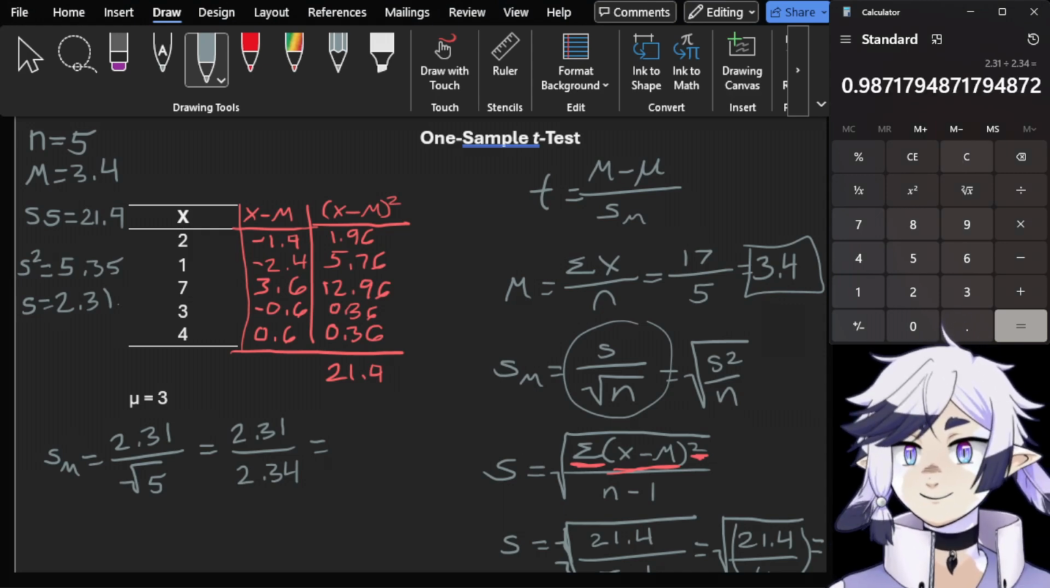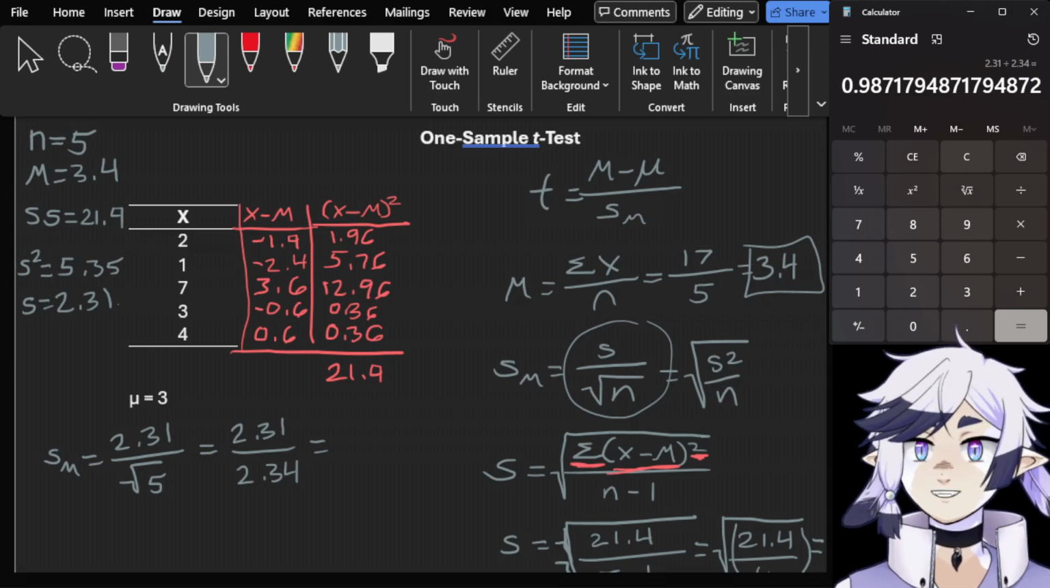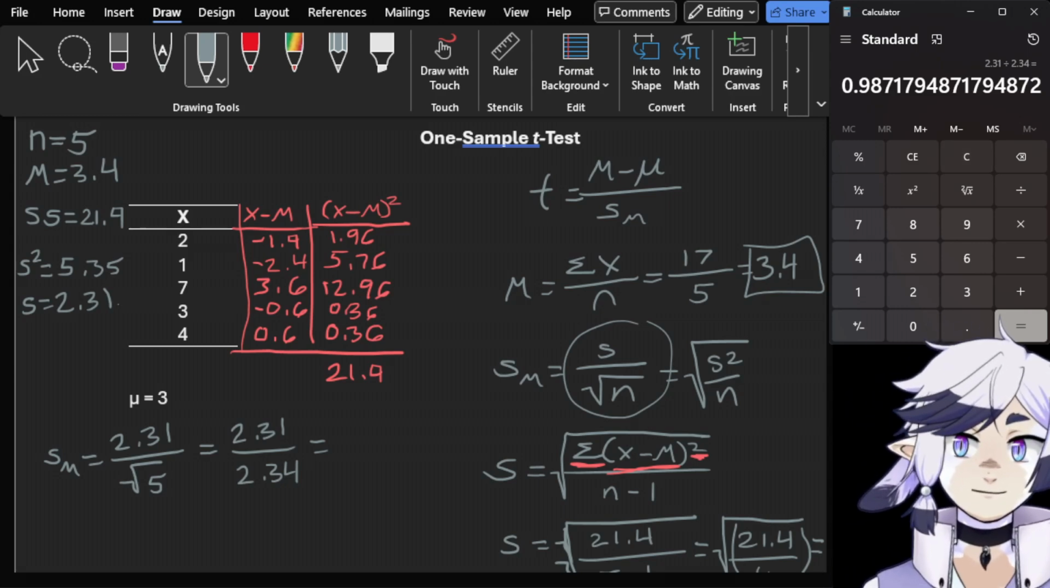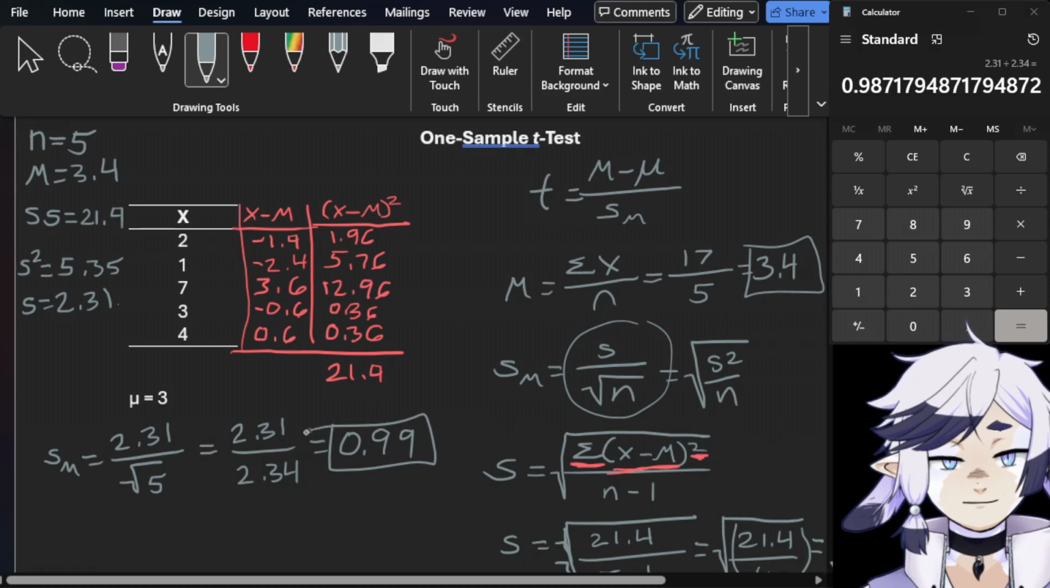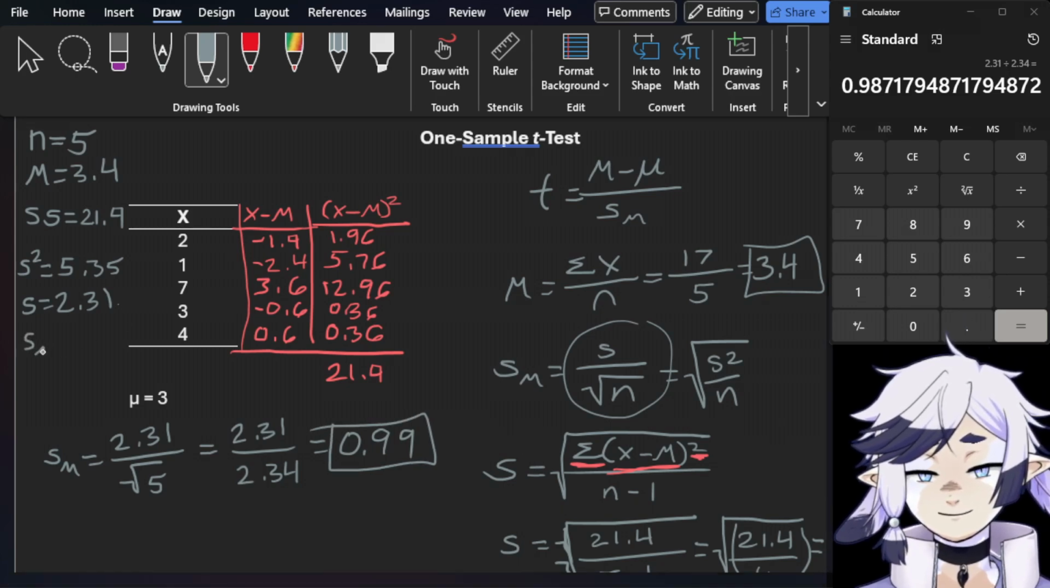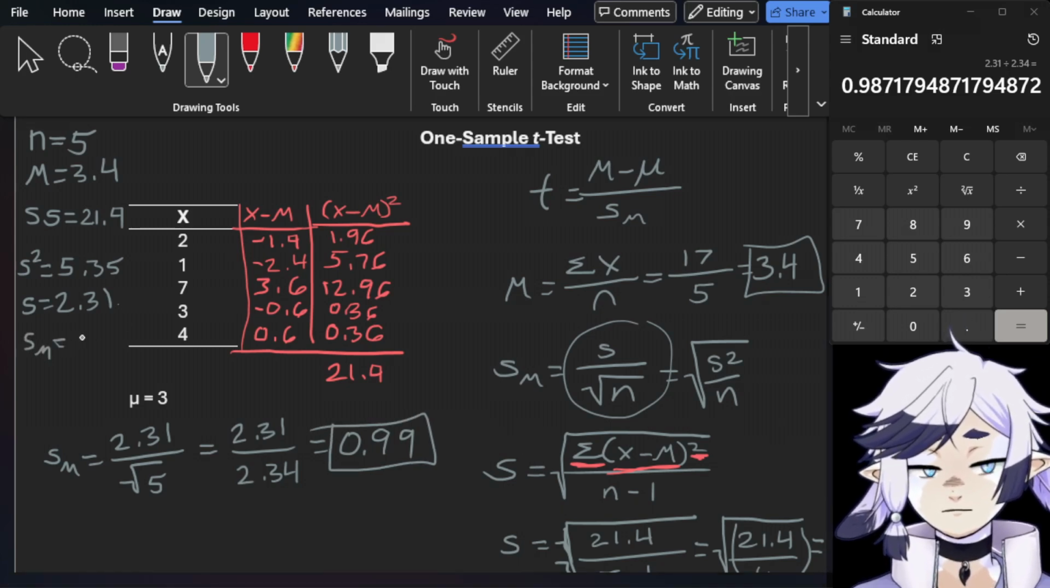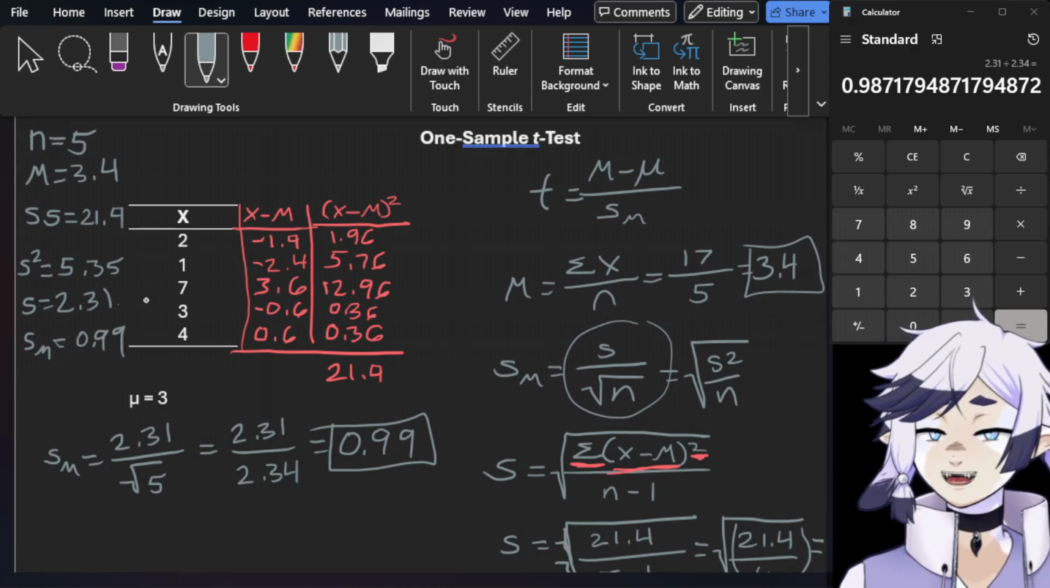This is our estimate of sampling error, about how far off on average our sample should be from the population. And our estimate is 0.99, rounding to 2 decimal places. So there's our standard error of 0.99. Nice, now we have our standard error.